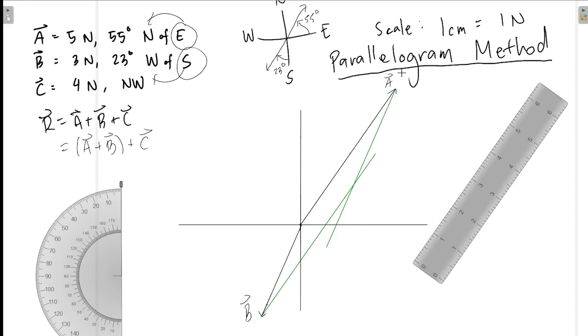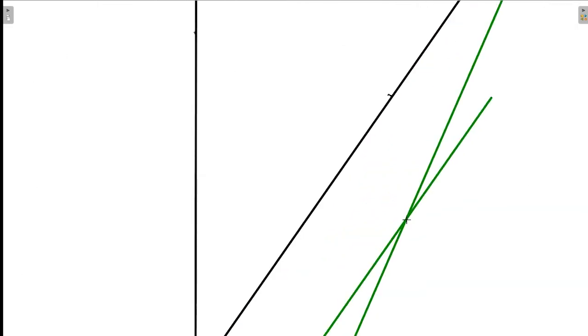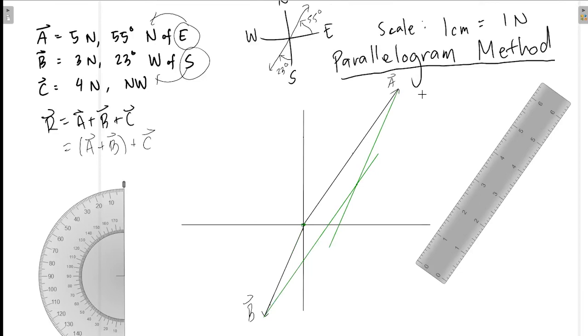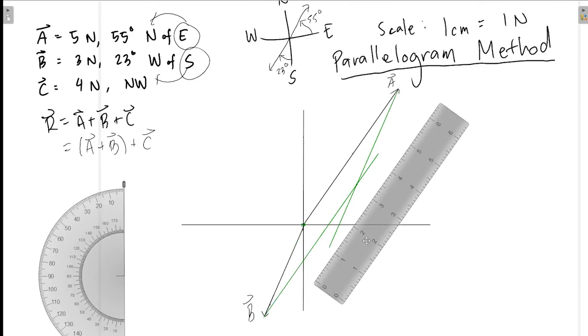Now, the sum of A and B is the vector galing sa origin. Okay, so galing dito sa origin, papunta dun sa intersection ng dalawang parallel lines. Papunta siya. Okay, papunta dyan sa point na yan. So our A plus B will look like this.